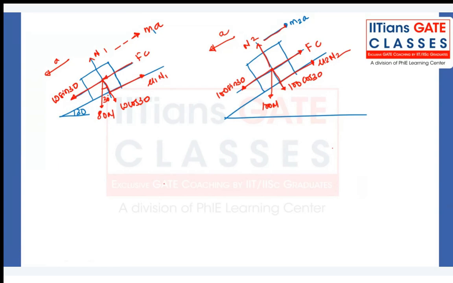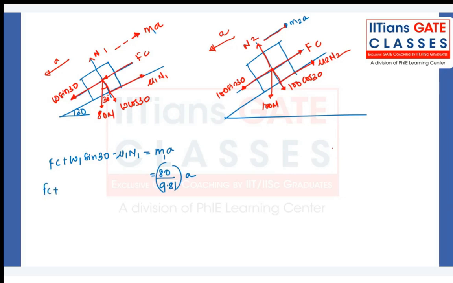FC plus W1 sine of 30 minus mu1 N1 should be equal to the mass times acceleration, M1A. Correct? So mass M1 is how much? 80 divided by 9.81 times the acceleration has to be equal to FC plus W1 sine of 30.